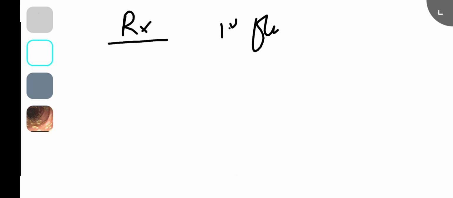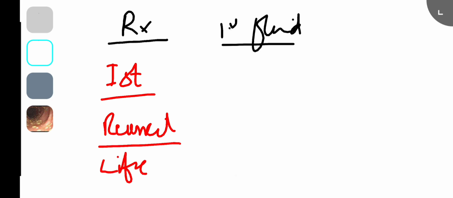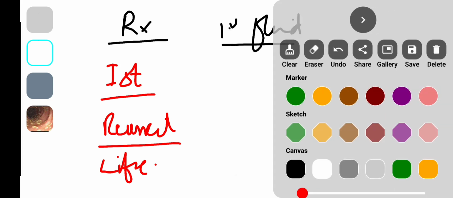Now, most importantly, let's talk about the treatment. What is the treatment? Definitely, because of the diarrhea, you're going to give IV fluid. Okay, that's a supportive treatment. What is the definitive treatment? So if we talk about the first line treatment, then we're going to discuss what to do in recurrent cases and what to do in life-threatening colitis.